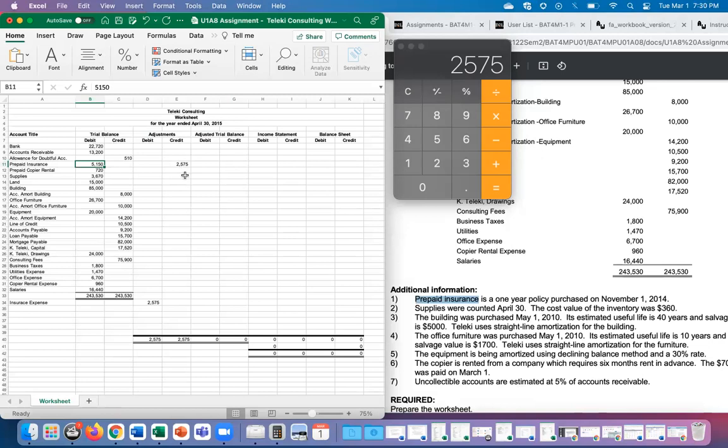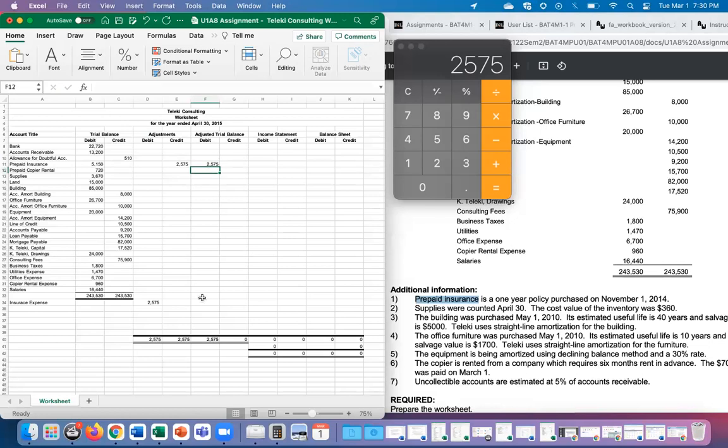So we still have $2,575 still in that prepaid insurance account waiting to be used over the next 6 months. So what that looks like in our adjusted trial balance is we just have a $2,575 balance left in the debit column of our prepaid insurance. All right, so it's just half of what we had before the adjustment. All right, so that goes there.